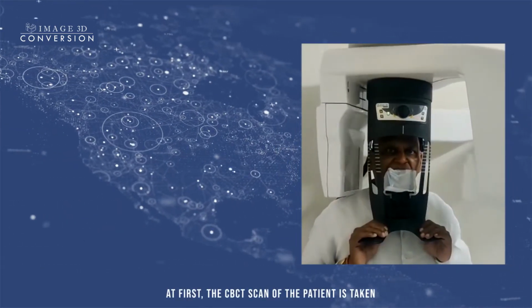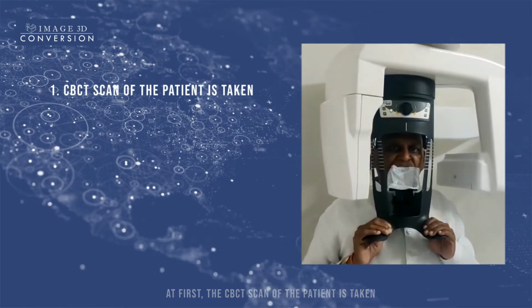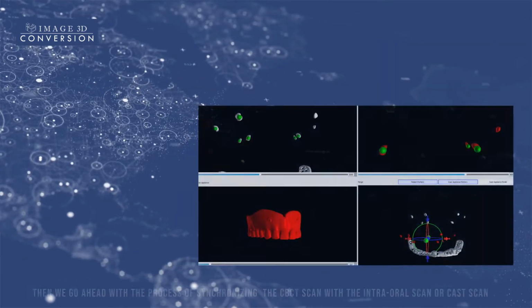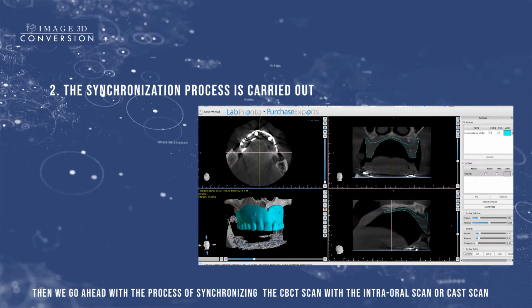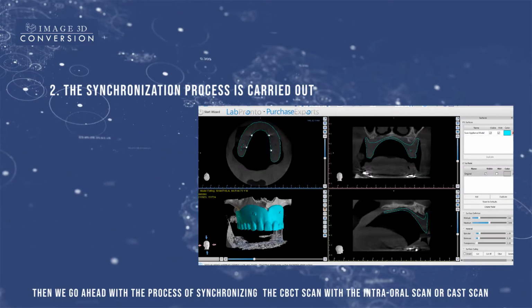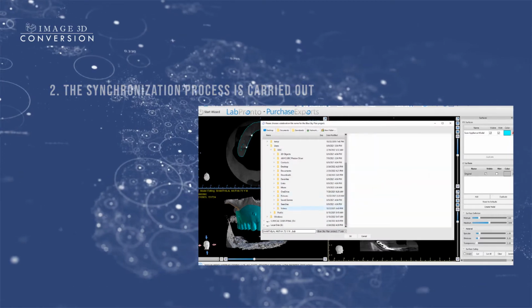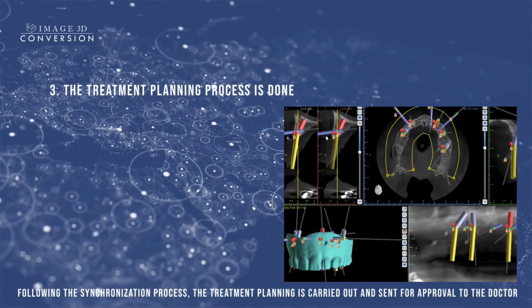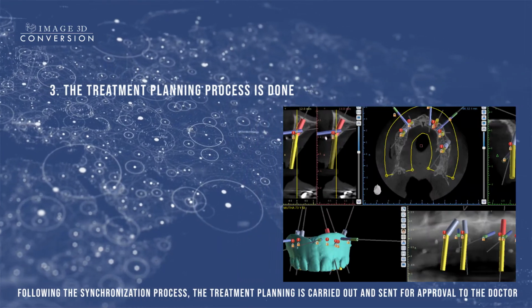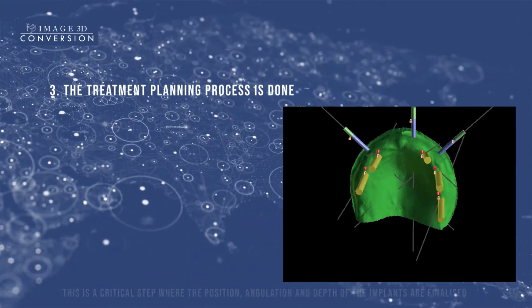At first, the CBCT scan of the patient is taken. Then we go ahead with the process of synchronizing the CBCT scan with the intraoral scan or CAS scan. Following the synchronization process, the treatment planning is carried out and sent for approval to the doctor.